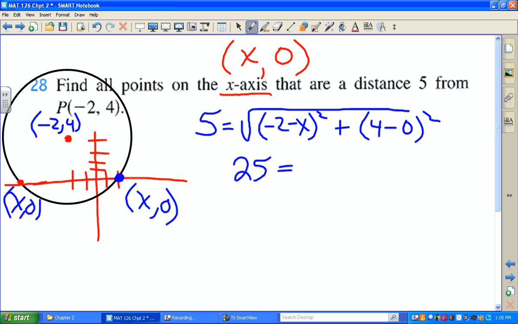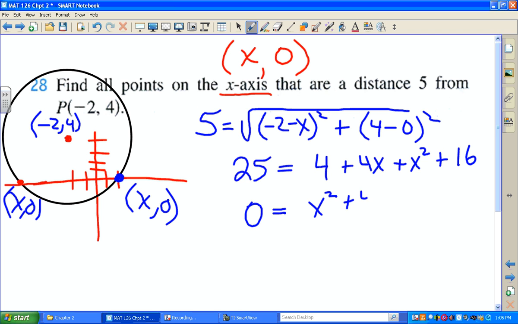So you have 25 equals 4 plus 4x plus x squared plus 16. Well, all we have to do is solve that now. Let's see, bring the 25 over. Minus 5, is that right? Anybody else doing their algebra? Is that what you got? Nice. Does this factor? How sweet is that? I love it when a plan comes together.